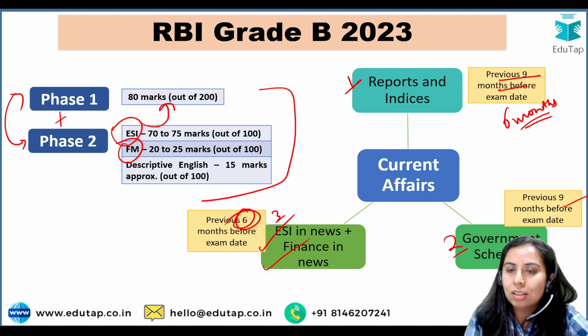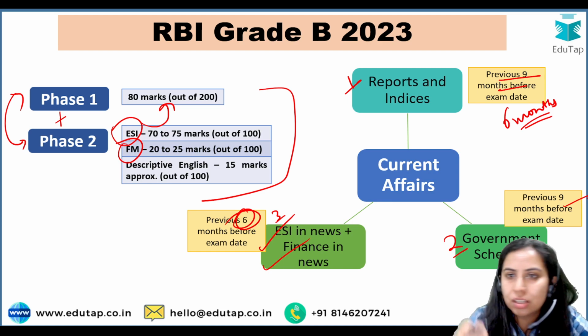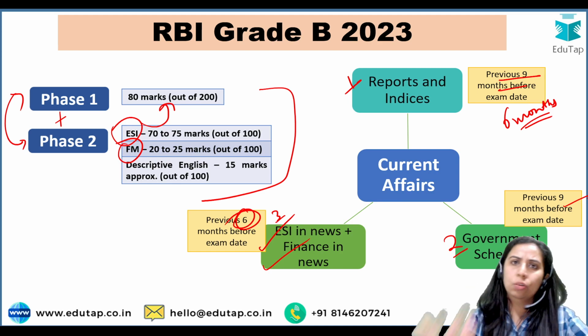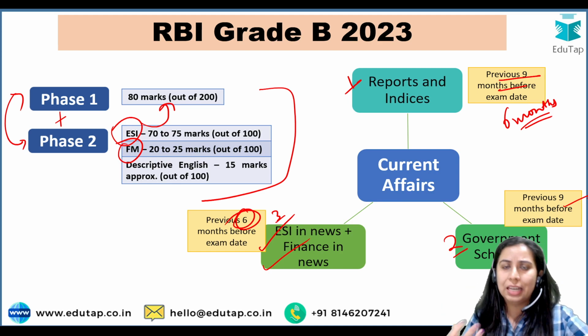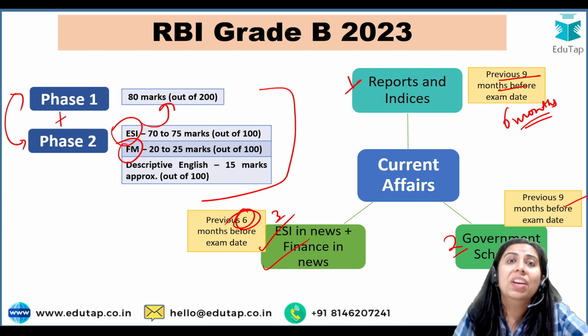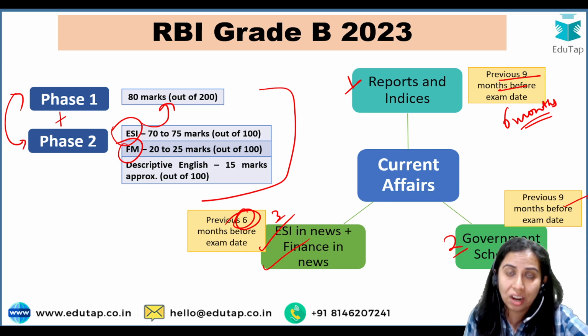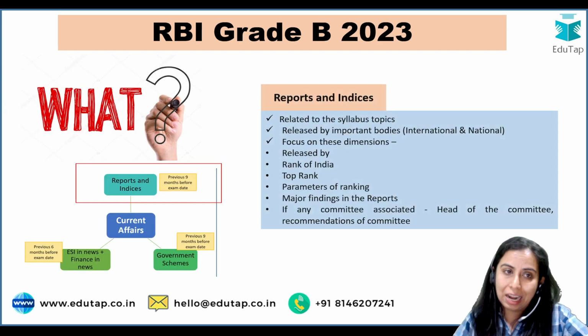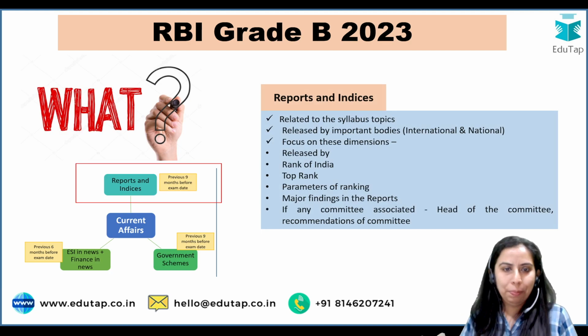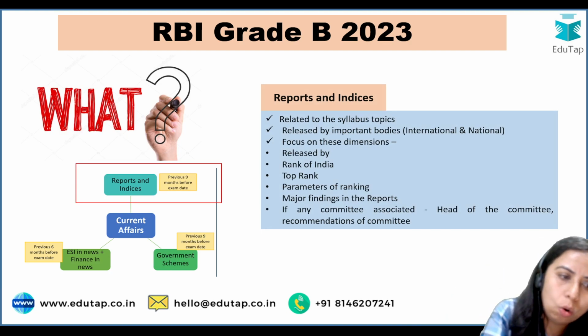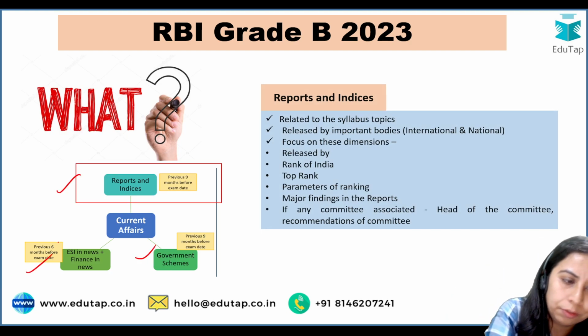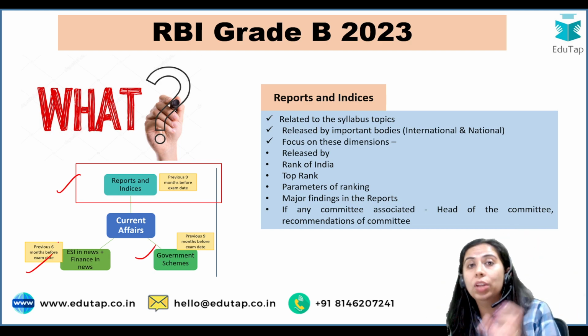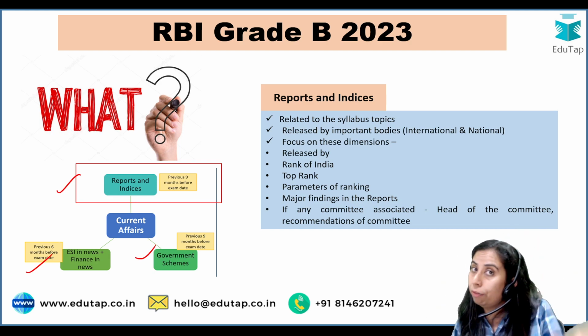So these are the 3 things that you have to cover, but this is just the when. This is not the right strategy, because when I say, or others say, that you have to cover reports, indices, government schemes, ESI finance news, what to cover in that? That is the major question, right? So that I'll discuss with you now. What you need to prepare is here in front of you. I'll decode each and every step, these 3 in front of you. Then I'll also tell you the exclusive GA that you have to prepare only for phase 1.